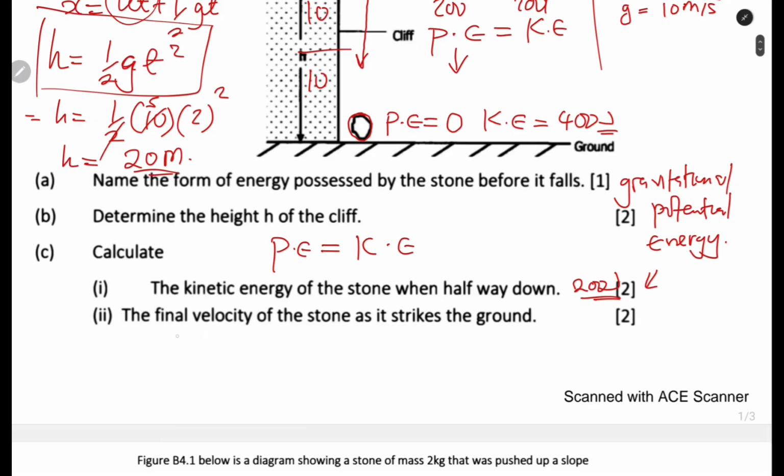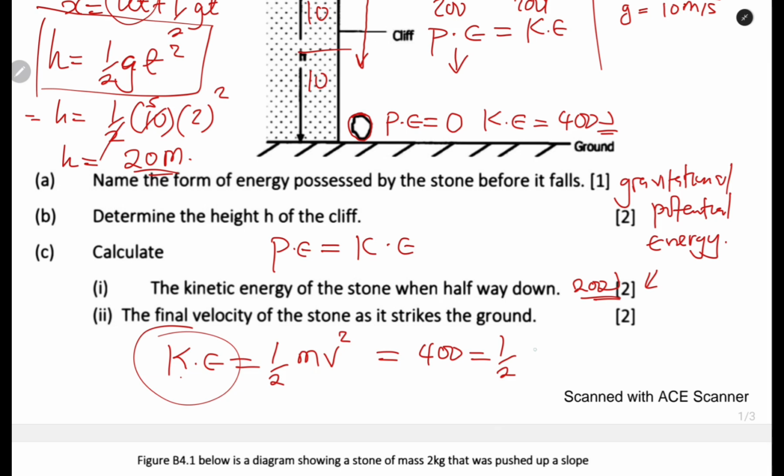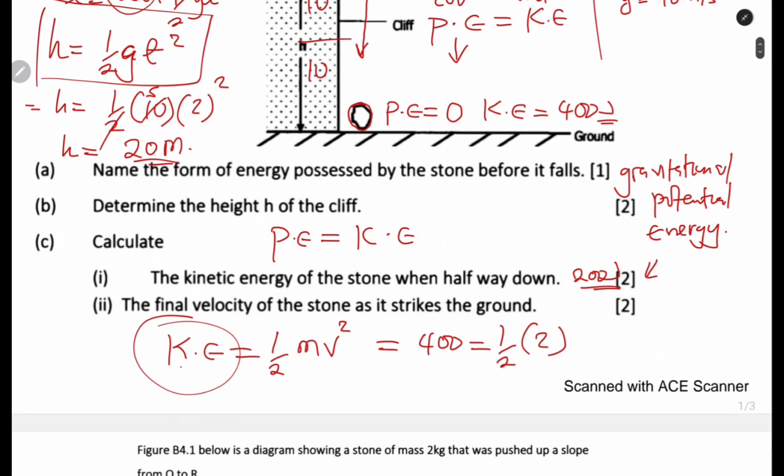How are you going to work it out? You're going to use the formula for kinetic energy. Kinetic energy is equal to half mass times velocity squared. We are going to replace the kinetic energy, since we know that it's 400 at the bottom here. So 400 is equal to half, what is the mass? The mass is 2. Is it 2? Yes, the mass is 2. And the mass, please, is supposed to be in kg.